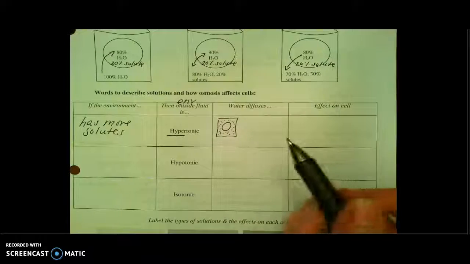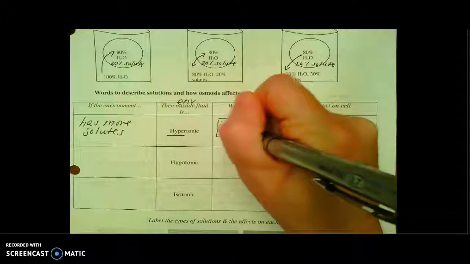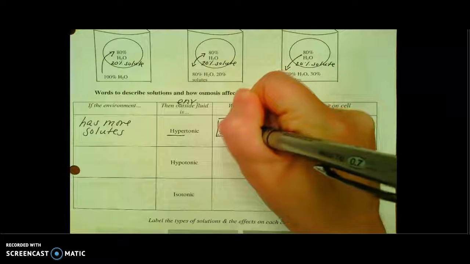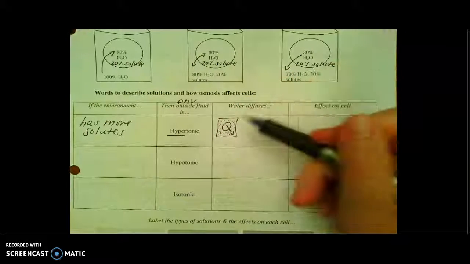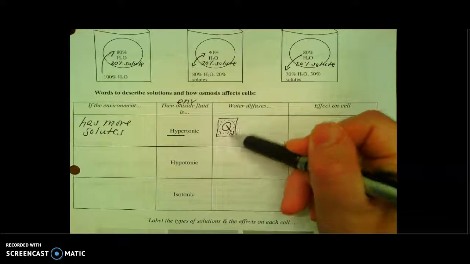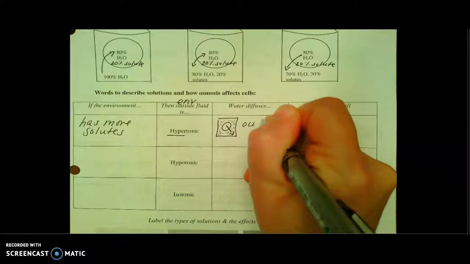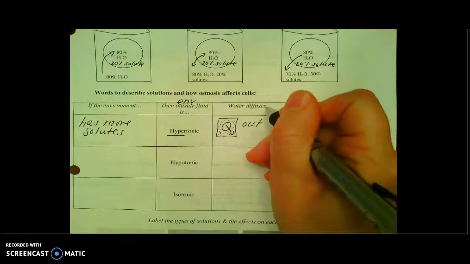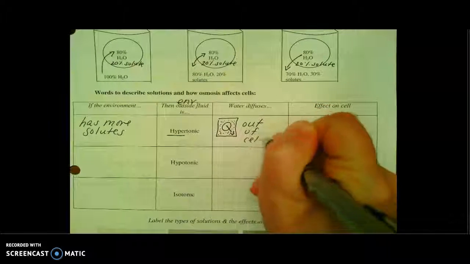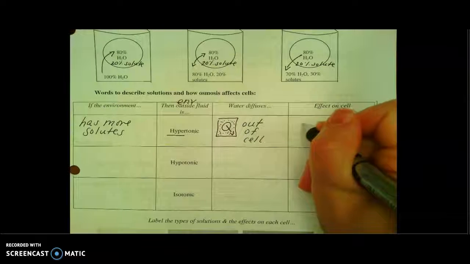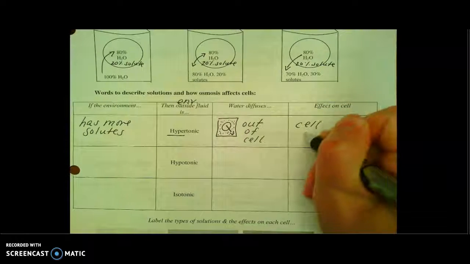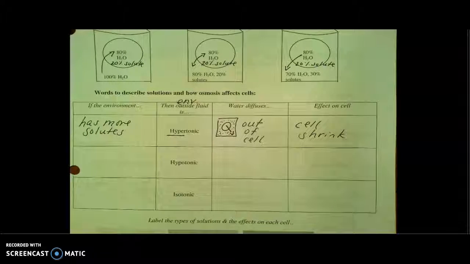So now that I know where all the solute is at, and I know that water tries to go to where all the solute is at, once I have this picture drawn, I now know that water is very likely to move from where water is high to where water is low, or water's trying to get to where all that solute is. So we can say that if a cell is in a hypertonic environment, water is going to diffuse out of the cell. And as that happens, as water leaves a cell, the cell is actually going to shrink.